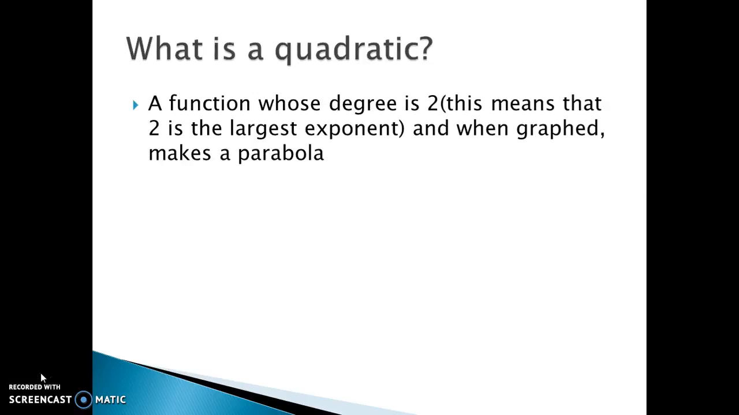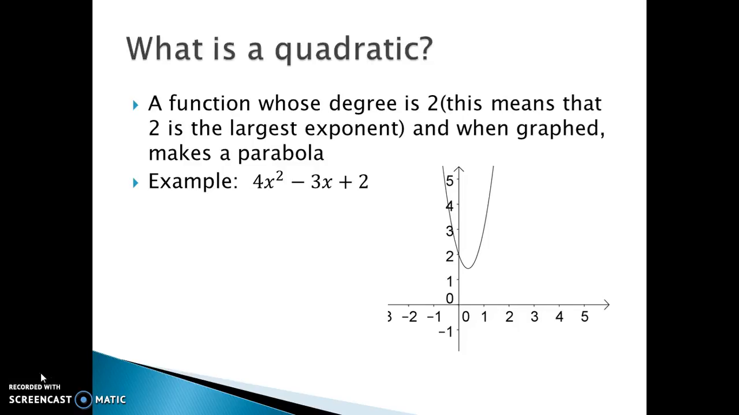Okay? So first, before we can do any of those things, we have to figure out what a quadratic is. A quadratic is a function whose degree is 2. This means that 2 is the largest exponent, and when they graph, it makes a parabola. There's probably some words in here that you're a little confused about. So here's an example. If you look at this equation, the highest exponent in the equation is a 2. It doesn't matter that there's a 4 as a coefficient, or 3 or the 2. The only thing we're worried about, what makes it a quadratic, is the 2 that's the exponent, and it's the highest exponent.